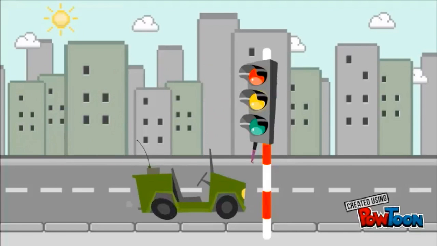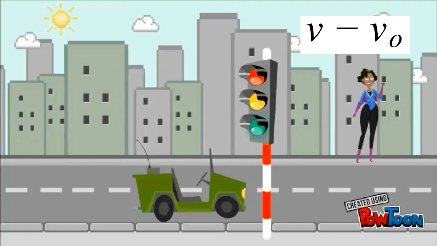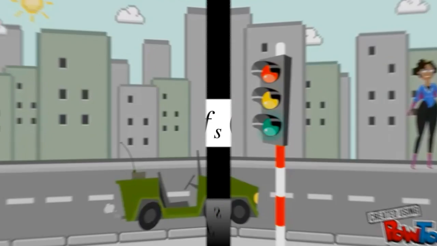Now in this case, the source is stationary and the observer is moving away from it. Therefore, as the source is not moving, its velocity will be zero. However, as the observer is moving away from the source of the sound, its velocity will be a minus. And the final formula will look like this.